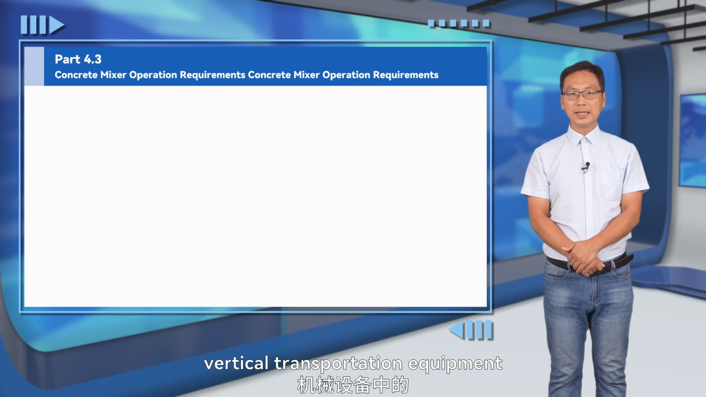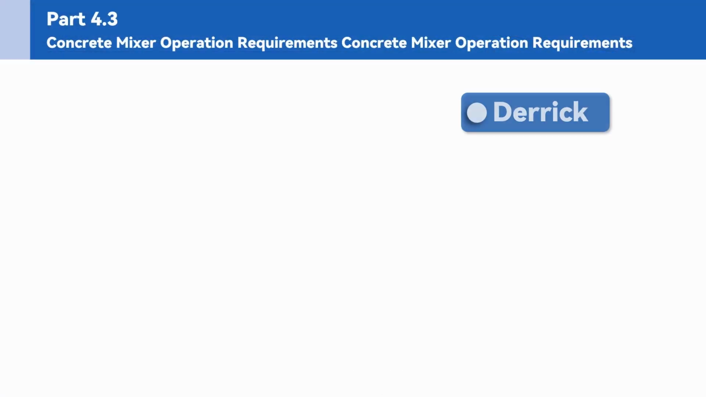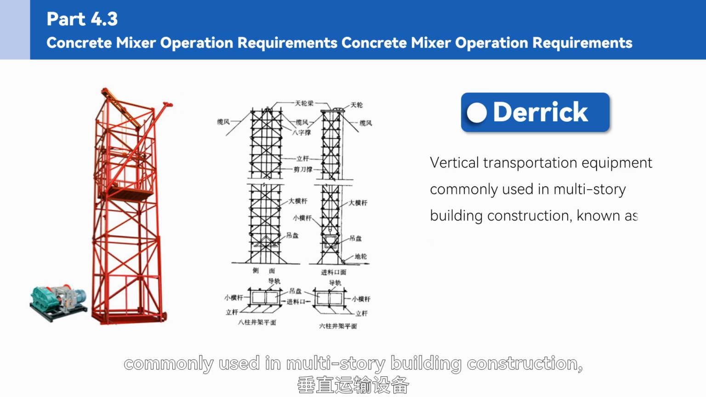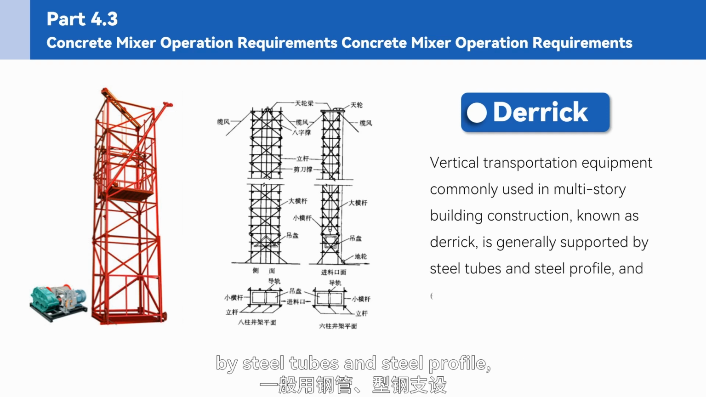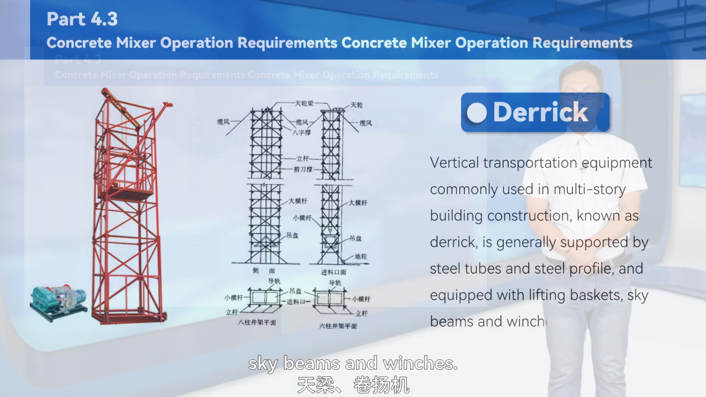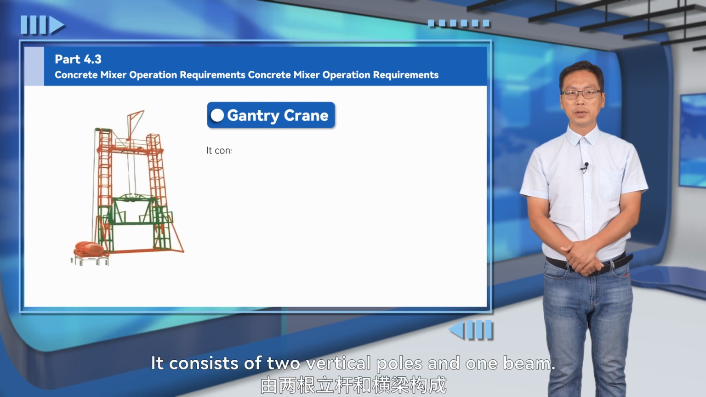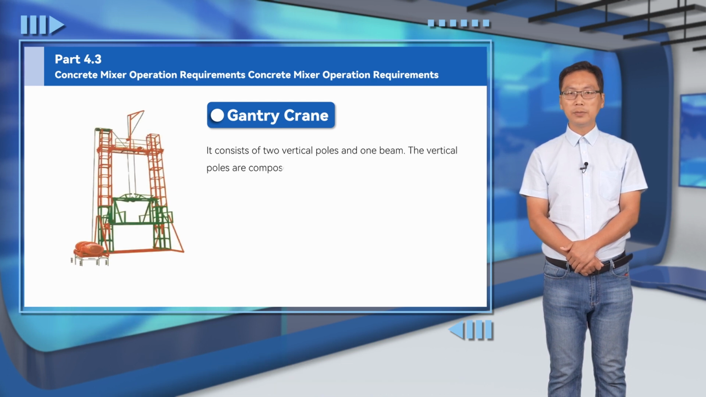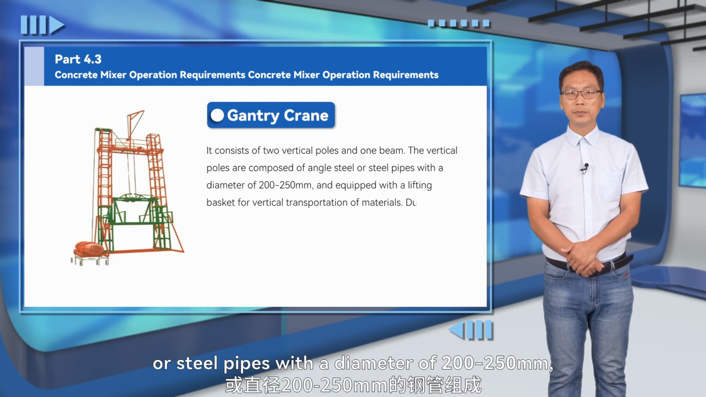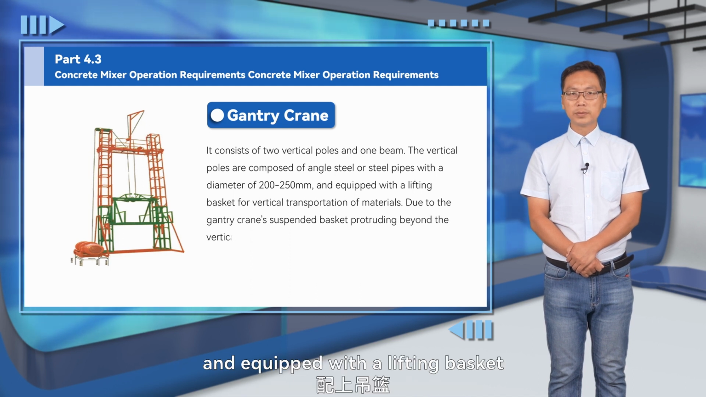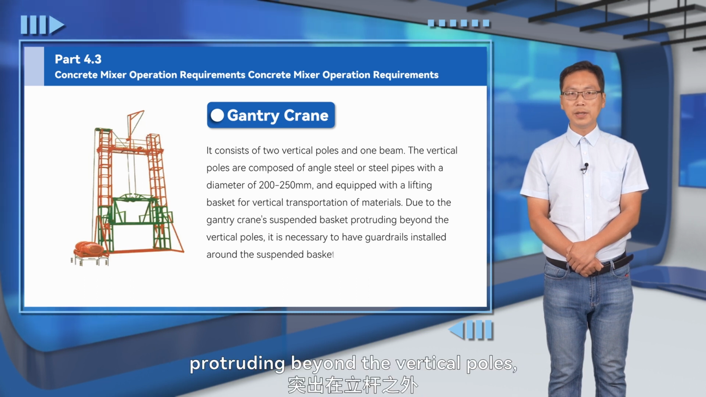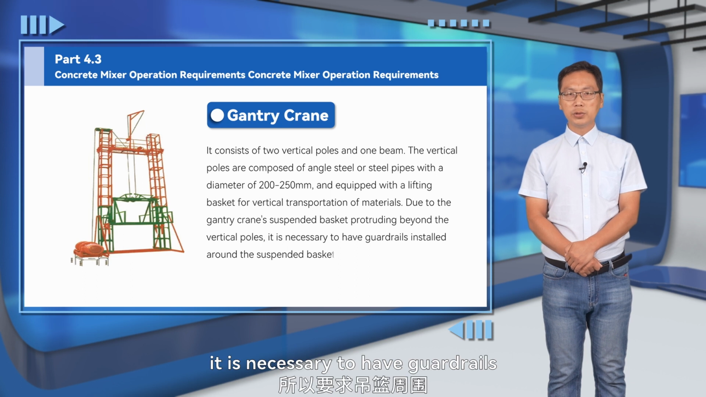Let's learn about vertical transportation equipment in mechanical equipment. 1. Derrick. Vertical transportation equipment commonly used in multi-story building construction, known as derrick, is generally supported by steel tubes and steel profile, and equipped with lifting baskets, sky beams, and winches. 2. Gantry crane. It consists of 2 vertical poles and 1 beam. The vertical poles are composed of angle steel or steel pipes with a diameter of 200 to 250 millimeters, and equipped with a lifting basket for vertical transportation of materials.